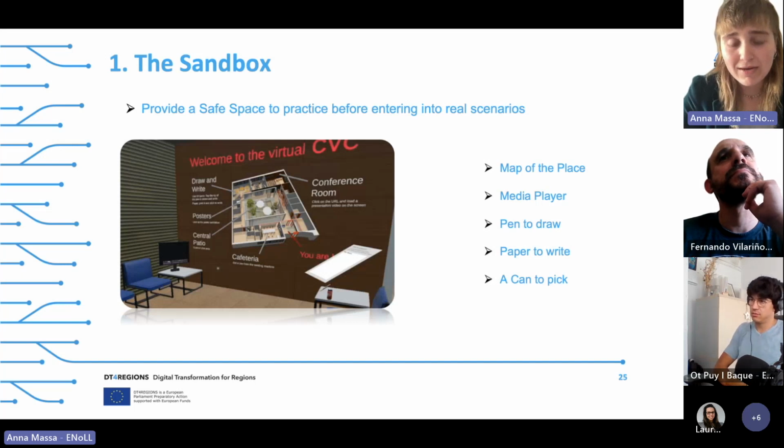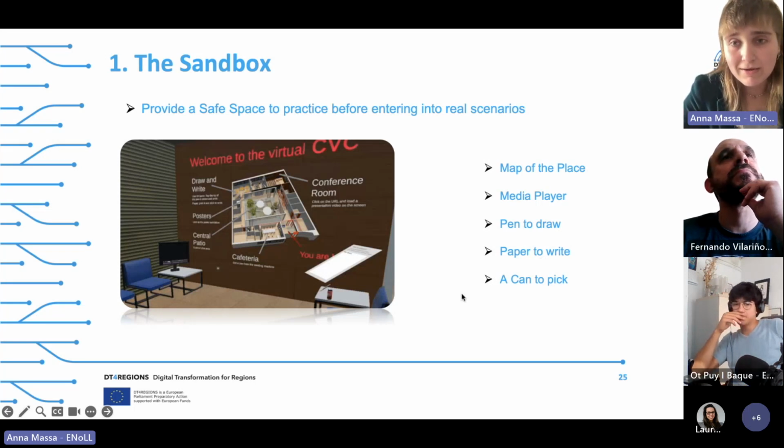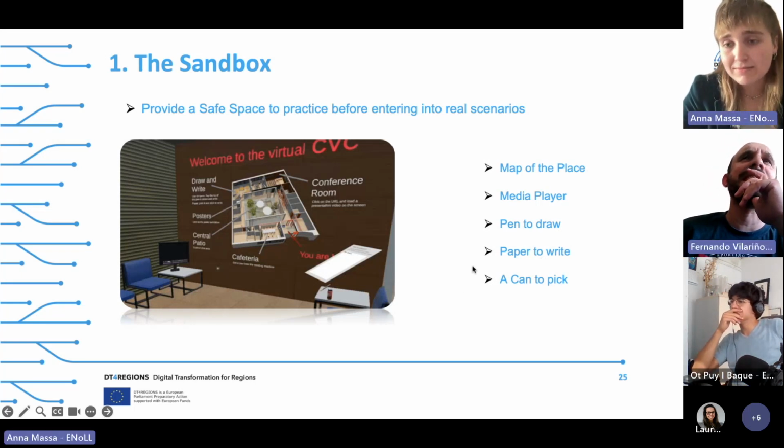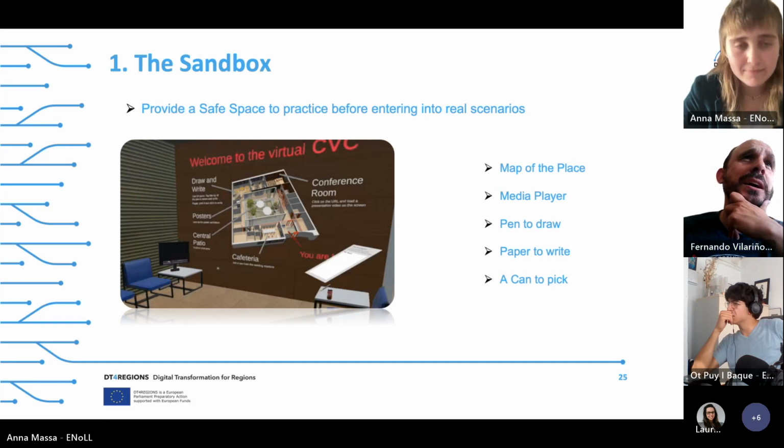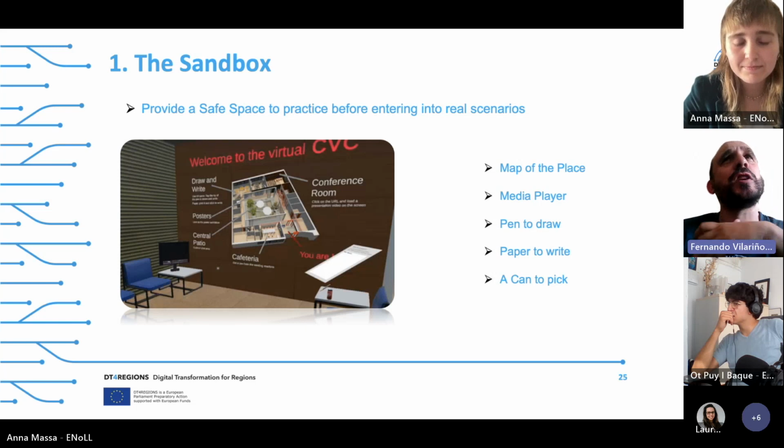So here we can have, as you saw in the video, the media player, the pen to draw, the paper to write, and the can to pick. So if I can summarize your comment here, in this conversation that we are having regarding the spaces, the sandbox is a compulsory entry point, and you identify them as a safe space. Can you develop a little bit on this safe space, which is why is this space safe for the start?